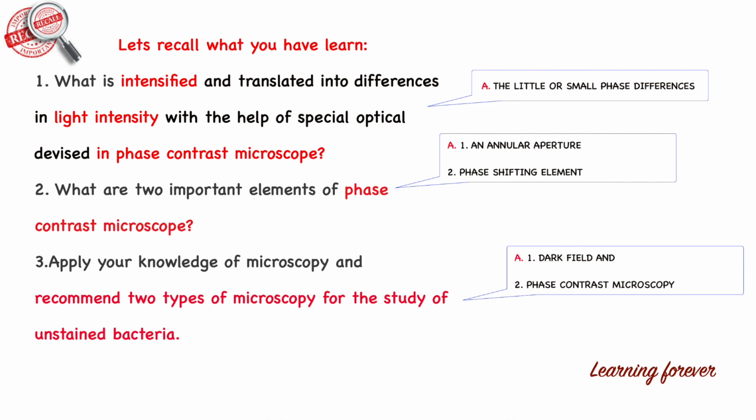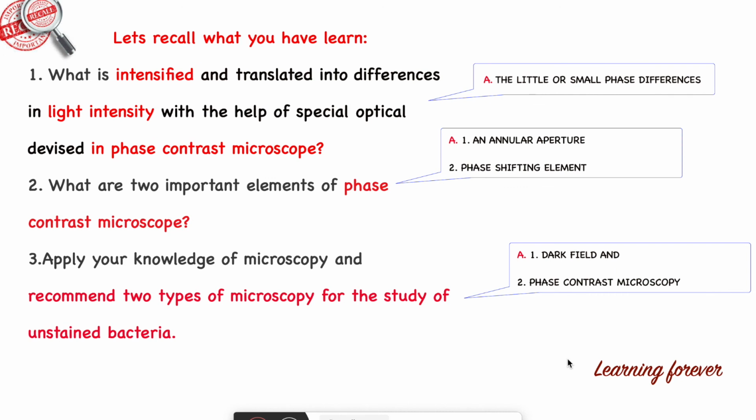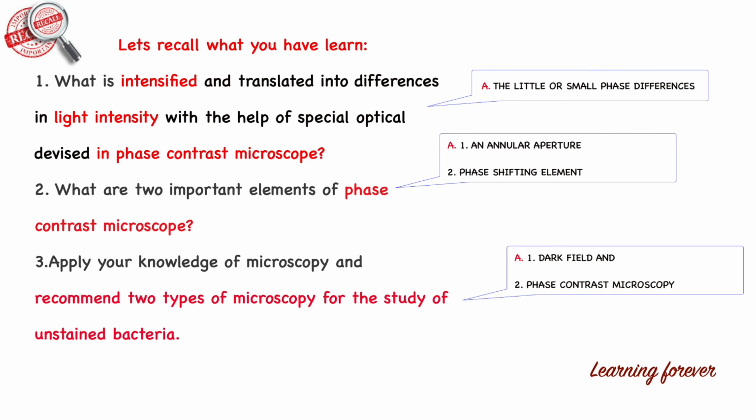So this is how we can make use of different types of microscopy to study different types of samples. To summarize, to study stained samples we can use bright field microscope. To study unstained samples we can use both dark field as well as phase contrast microscope. Whereas if you want to see the internal structure of the microorganism or bacteria, then the only microscopic technique that helps you in this regard is phase contrast microscopy.